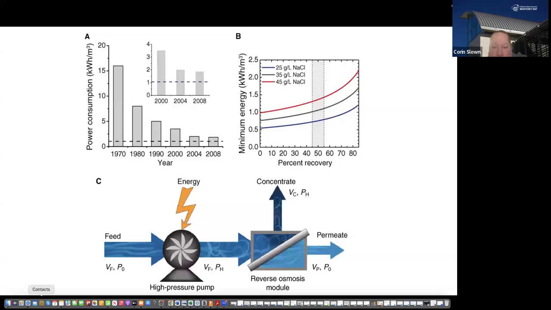The image on the right shows the minimum amount of energy and the percent recovery to remove certain types of salts and the concentration of those salts. Essentially, you have to put energy in to power a pump, and then you have to use that pump to push water through a reverse osmosis module, which results in the purified water, but also the generation of the concentrate that includes high levels of undesirable ions.